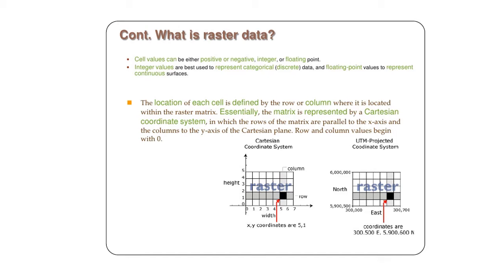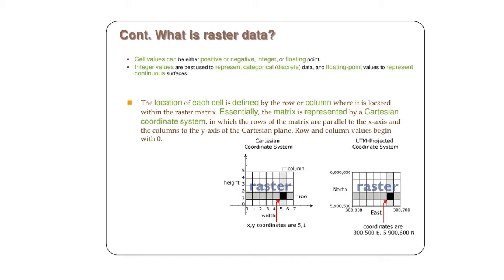Again, we are still working on the raster data. Cell values can be positive or negative. It can be integer or floating point. Especially like temperature, it can be 98.6. So how to cover it? Floating point will take more space. Integer values are best used to represent categorical discrete data, and floating point values to represent continuous surface.